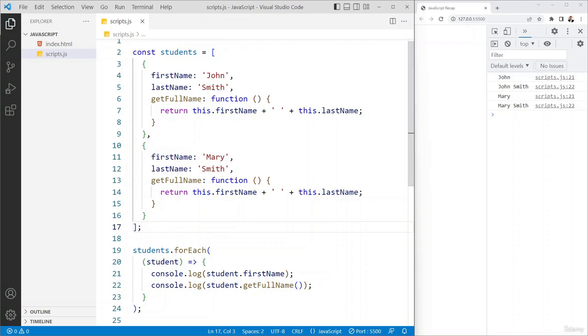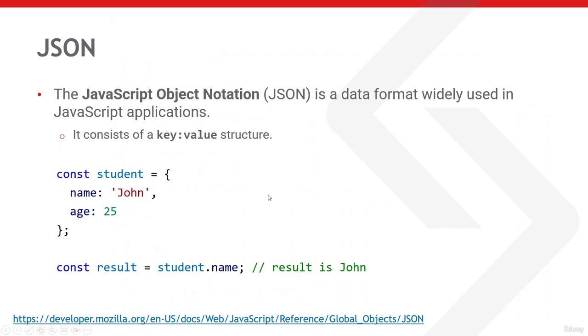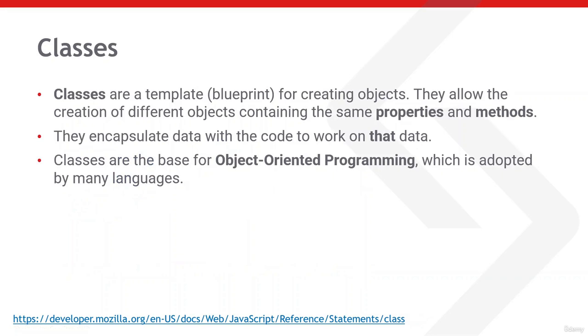So creating objects using JSON notation is easy, but also I can make a lot of mistakes if I don't pay attention to the keys that I am creating. This is why we have another way for creating objects inside JavaScript, which is using classes.